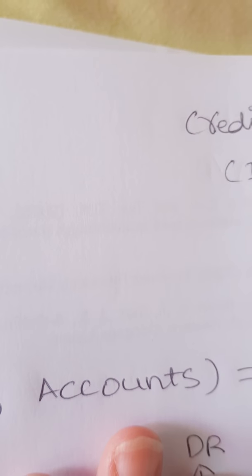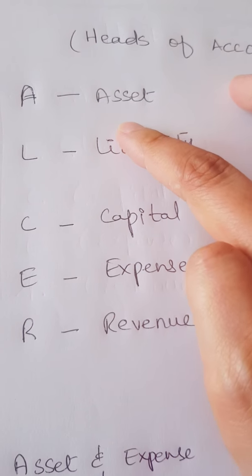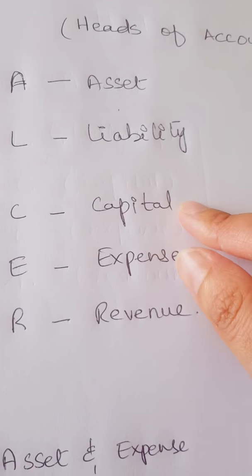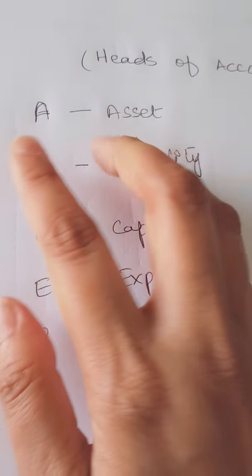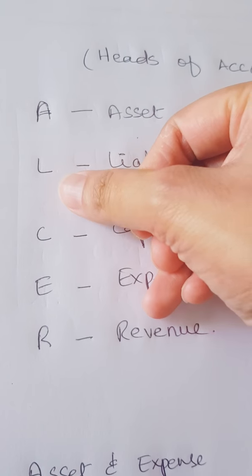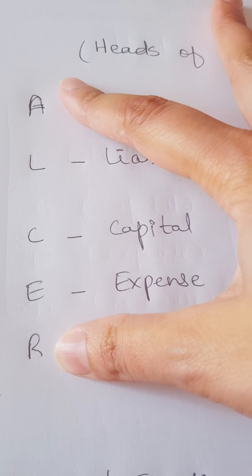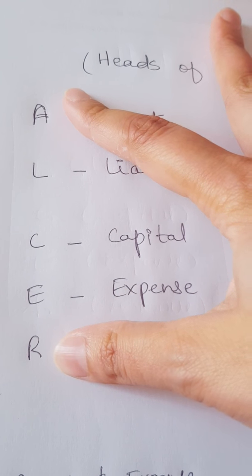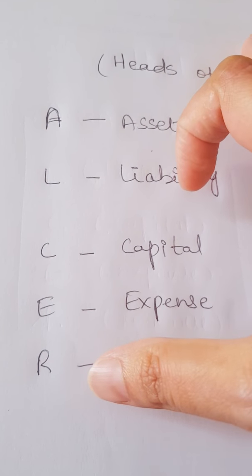In total, there are 5 heads of accounts, which are asset, liability, capital, expense, and revenue. The easiest way to remember the 5 heads of account is by the term ALCER. If you remember ALCER, it will be very easy for you to remember the heads of accounts, which are 5: asset, liability, capital, expense, and revenue.